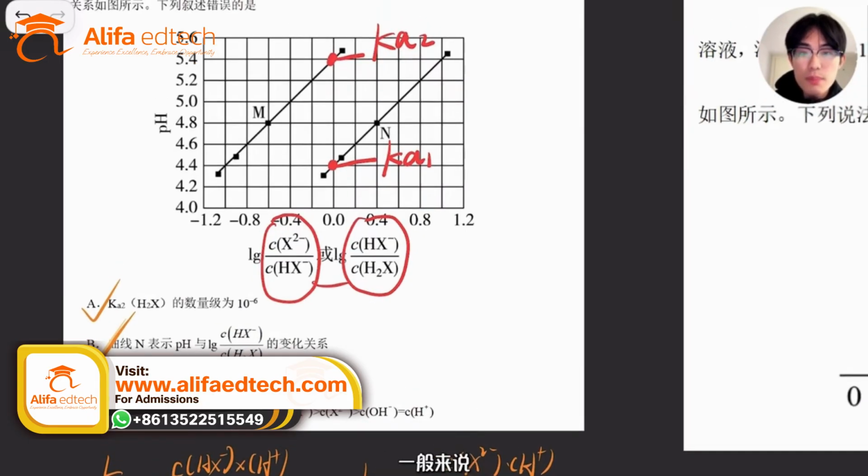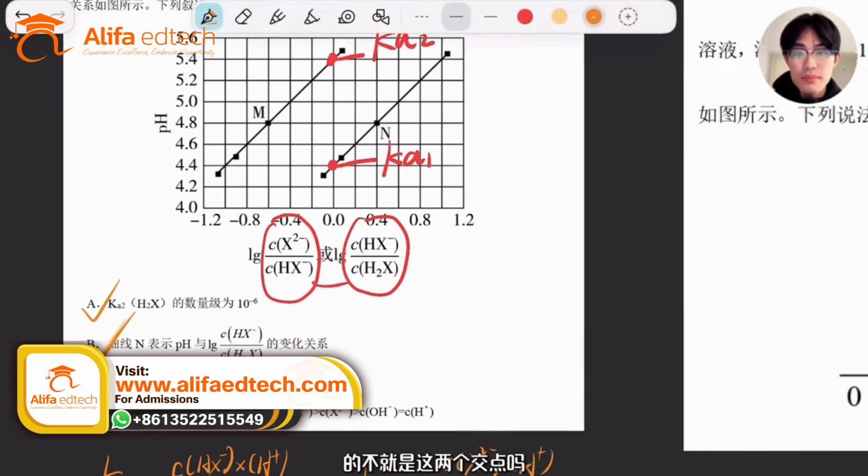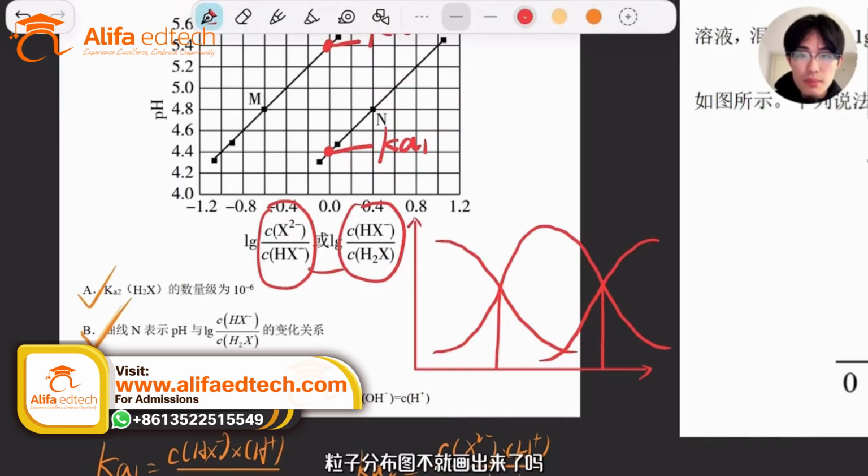Hey, it asks us to compare the particle concentrations. Generally, don't we have to write out all the equilibria at this point and then compare them step by step, right? But as we just said, using the particle distribution coefficient diagram, we can compare the particle concentrations at any given pH. So how do we draw the particle distribution diagram now? We happen to know the Ka1 and Ka2 at this point, don't we? So don't they correspond to these two intersection points? The particle distribution diagram can be drawn, right? The x-coordinates of these two intersection points are 4.4 and 5.4, respectively, right?